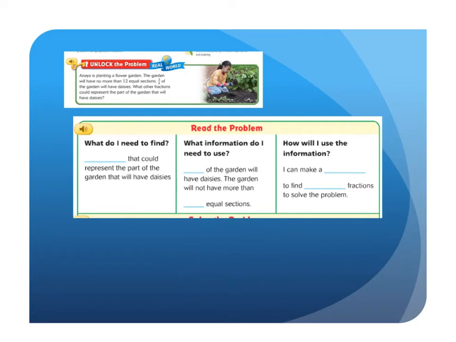I know that I need to find the fractions that could represent the part of the garden that will have daisies. I need to know that 3/4 of the garden will have daisies, and the garden will not have any more than 12 equal sections. This is important because I know that if there's no more than 12, then 12 is going to be the highest denominator in my equivalent fractions.